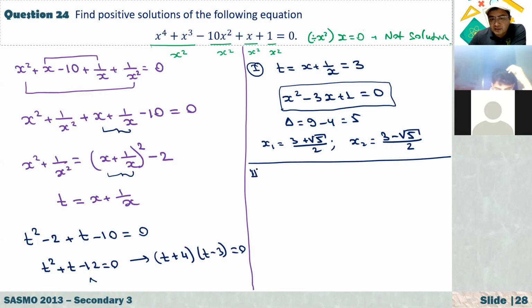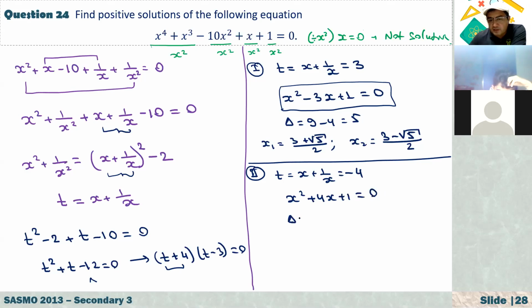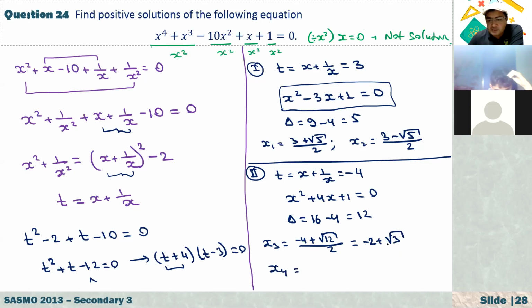Now, how about the second case? Actually, t plus 4 is equal to 0, which means that t is equal to x plus 1 over x, that's equal to -4. Bring it to standard form: x squared plus 4x plus 1 is equal to 0. Now discriminant equals 16 minus 4, that's equal to 12. So x3 is minus 4 plus square root of 12 over 2, which is equal to -2 plus square root of 3. And x4 will be -2 minus square root of 3.